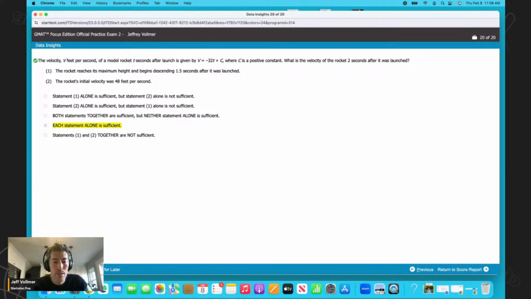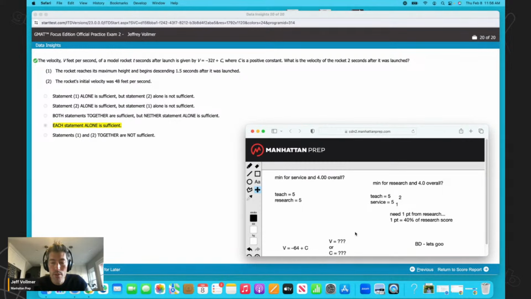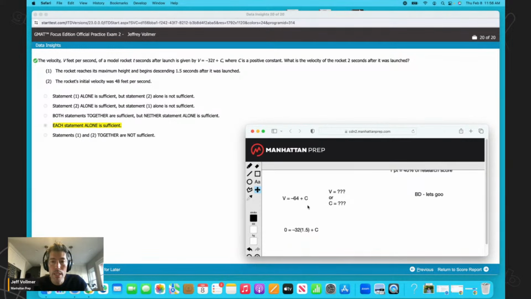So what we did on this one was we said, in order to figure out the velocity, after 2 seconds I have an input for t. I would also need to figure out what c is, right? So if I can figure out what c is, I can figure out the velocity. We did statement 2 first. Initial velocity implies time is 0, right? We plug that in. If t is 0, then this becomes a 0. So if the velocity is 48, then c must be 48 at that point. And if c is a specific number, you know v. Statement 2 is sufficient.